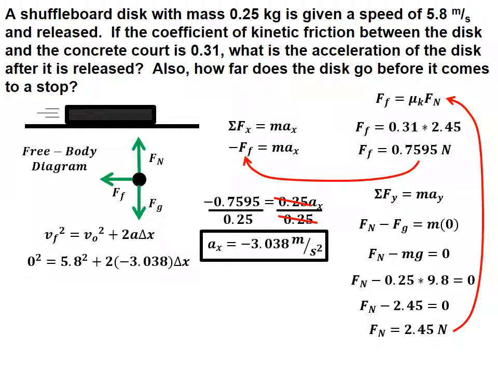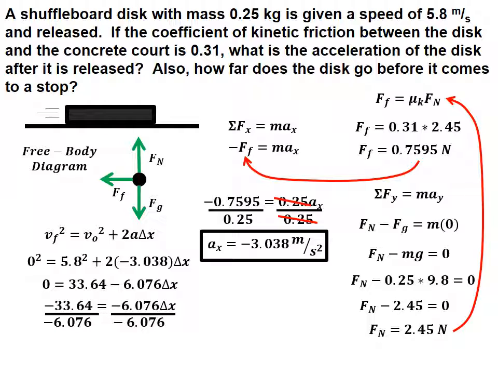All right, so we plug in our numbers. 0 is the final velocity, the initial velocity is 5.8, and acceleration is negative 3.038. 5.8 squared is 33.64. 2 times negative 3.038 is going to be negative 6.076, and then we take that 33.64 to the other side, it becomes negative, then we divide by our negative 6.076, and that gives us our displacement: 5.54 meters.